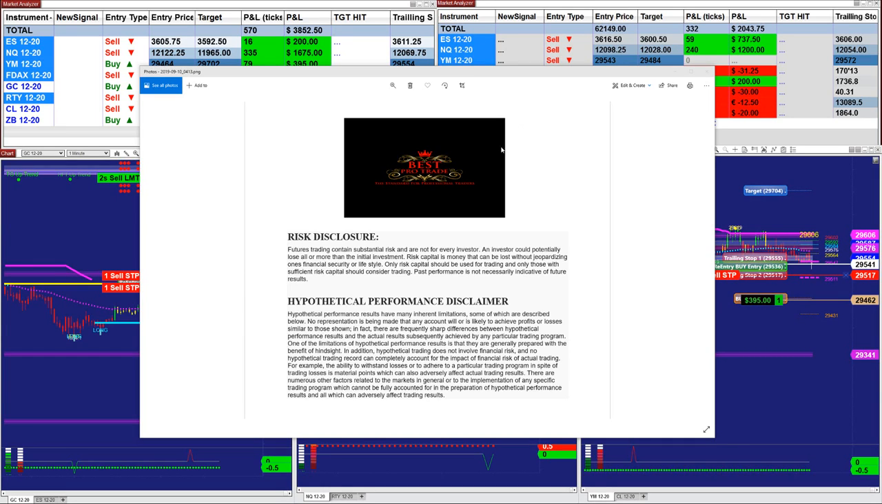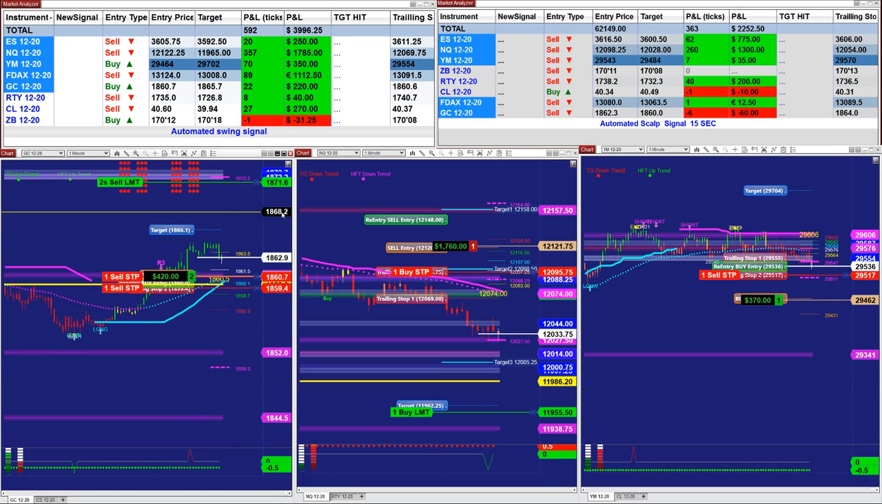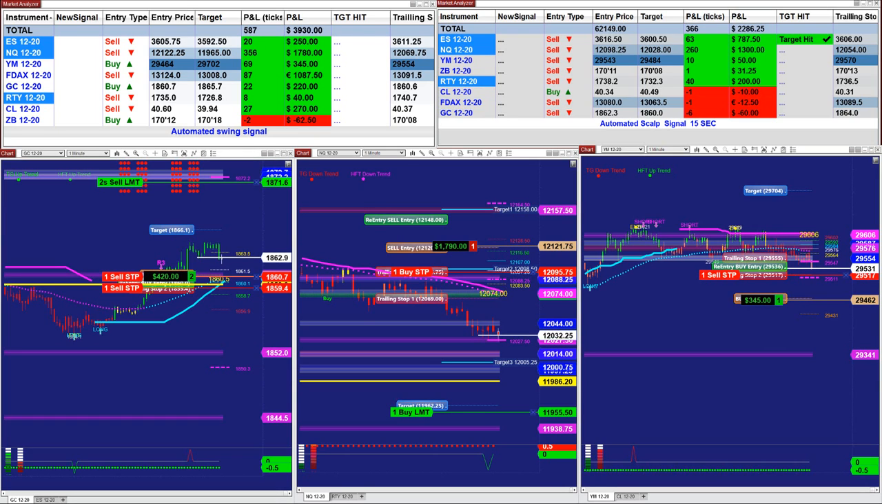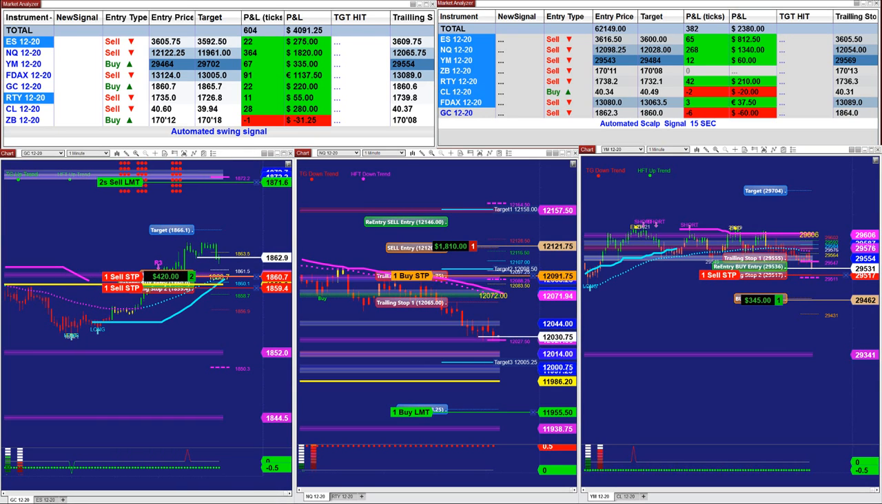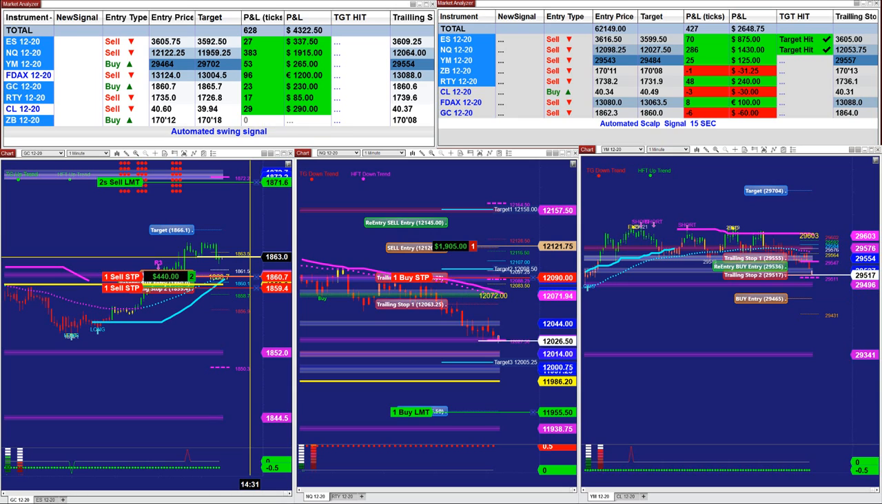Before we start, we have a disclosure. Please be aware of the risk in future trading. We strongly advise you to stay on a sim as long as needed before you go live. This is a very serious place where we strongly recommend having a lot of experience before you start using a live account.